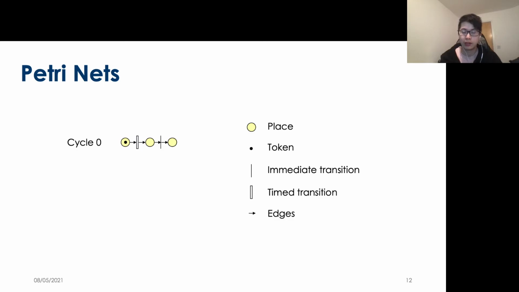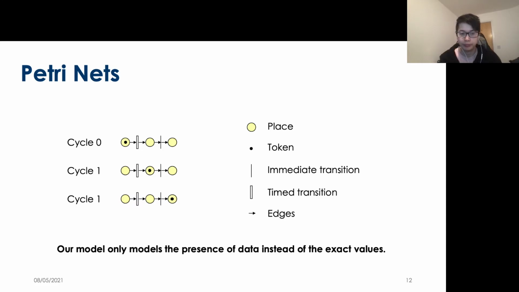For example, the Petri net on the left will propagate the token to the right. Because the second transition is the immediate transition, which has no delay, the whole process takes only 1 cycle. Note that our model only models the presence of data instead of the exact values, because we only need to analyze the time behavior of the hardware. With these 5 elements, I will show you how to model the time behavior of arbitrary HLS hardware.